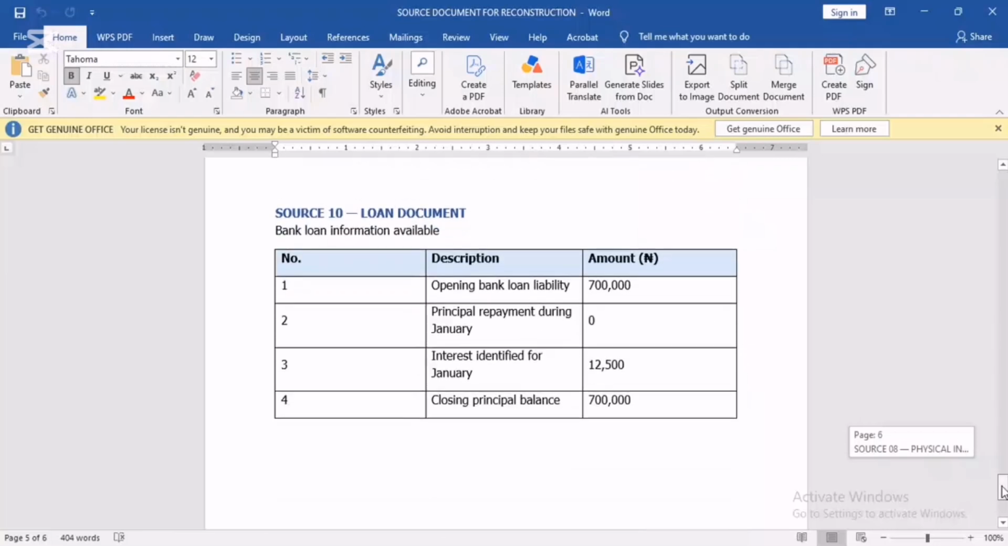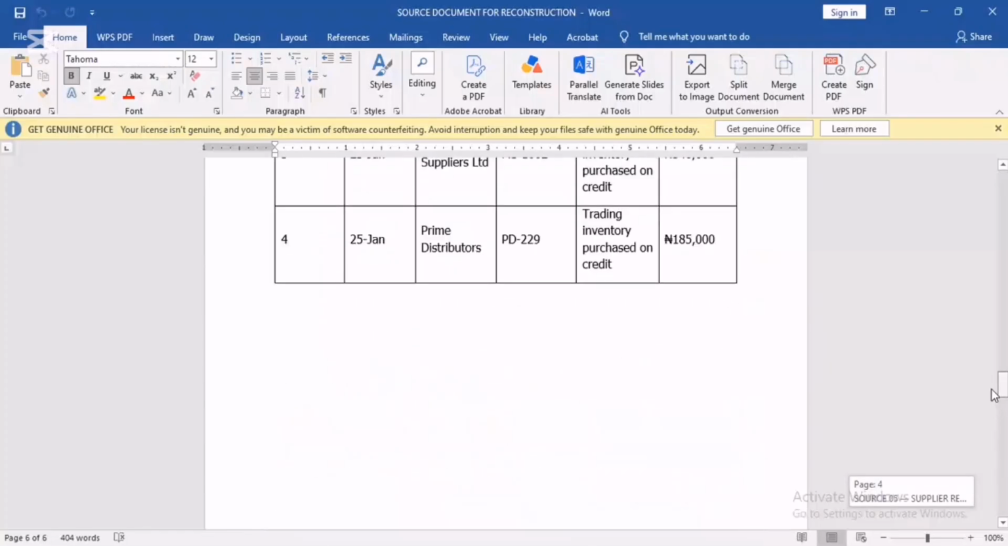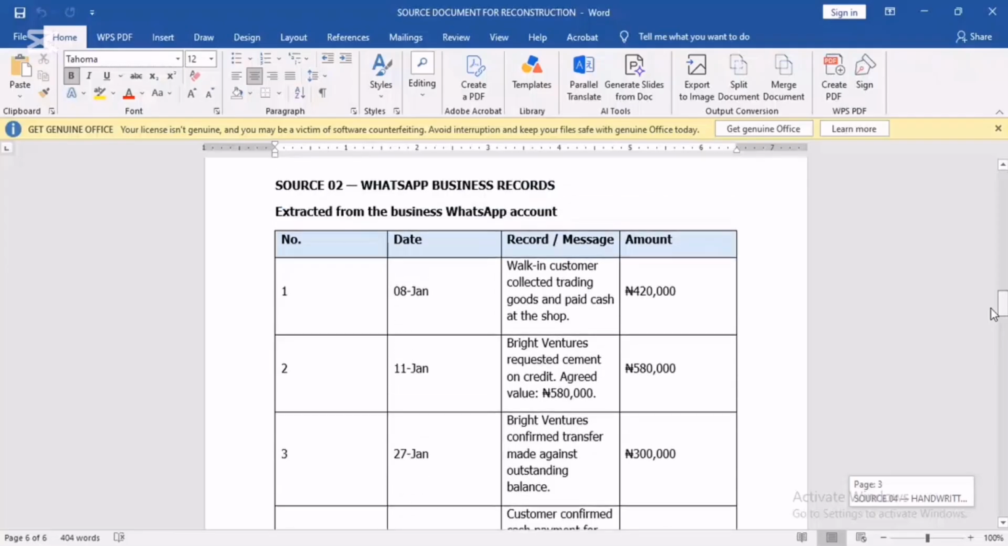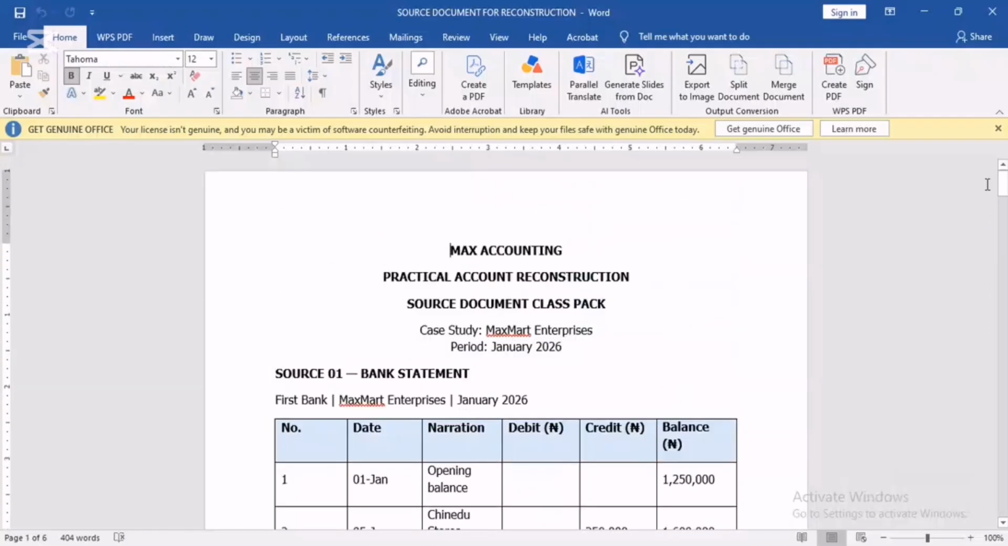And lastly here, the loan document. It means that the business took a loan from the bank. The amount is 700,000, and the interest is 12,500 per month. So these are where we are going to extract the transactions that we're going to make in the reconstruction from. But one important thing is that as an accountant, you must avoid duplicates.